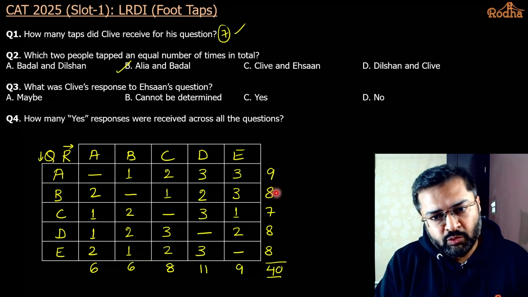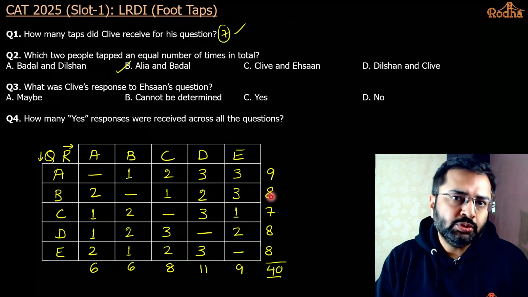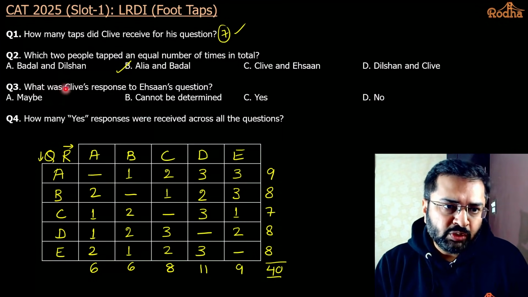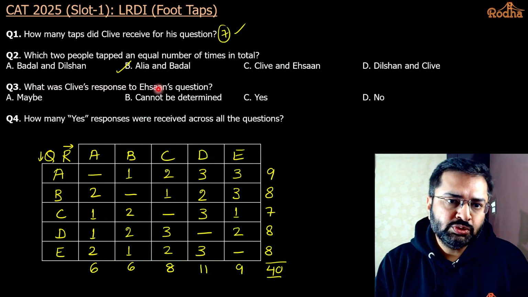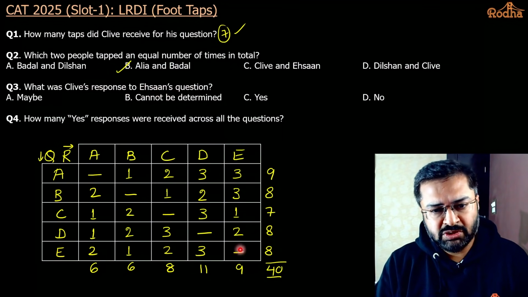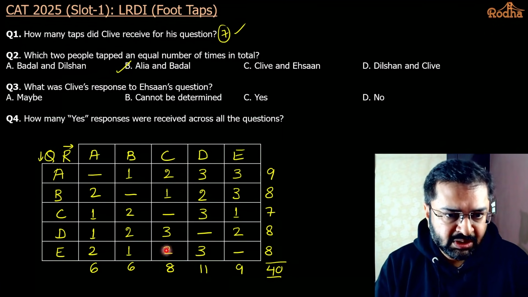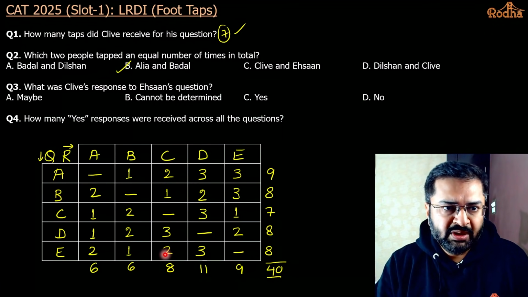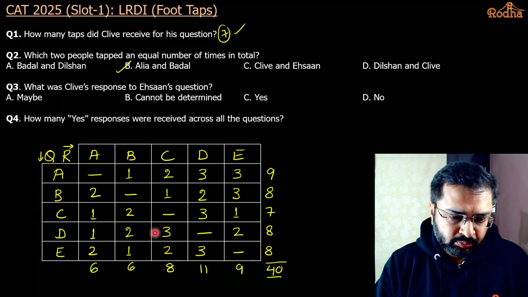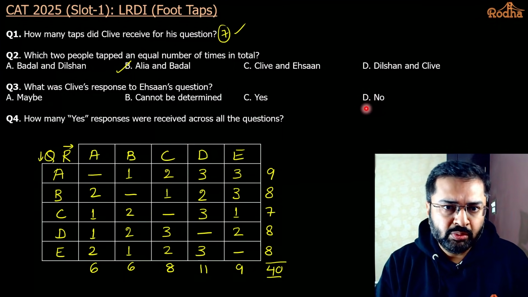So this 8 would mean that B got 8 taps in response to his question, right? What was Clive's response? C's response to Ehsan's question. Ehsan's question row, this is the question row, and this is C's response. So we are talking about this then. 2. 2 would be equal to, this becomes no, right?